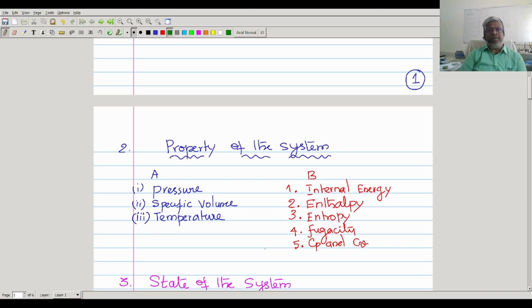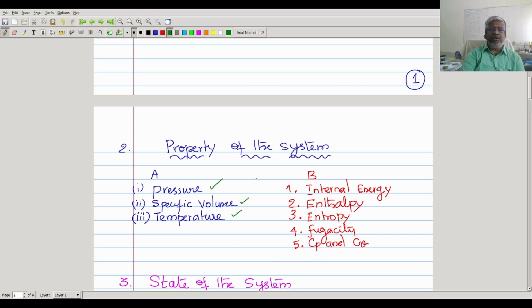In the property list, I have grouped them into two: A group and B group. See, in A group, I have pressure, specific volume or volume for that matter, and temperature. In the B group, internal energy, enthalpy, entropy, fugacity, Cp, and Cv. All those things will be introduced in the future videos. What is the difference between group A and B?